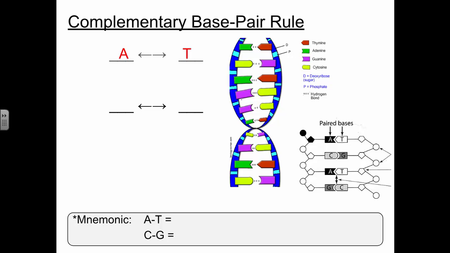And C, cytosine, always matches up on the other side with guanine. To help you remember that, remember apples and trees, cars and garages. So if you know one of the DNA bases, you also know the one that's opposite on the opposite strand, because they match up in this way.